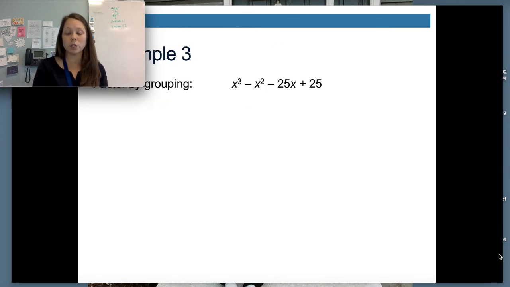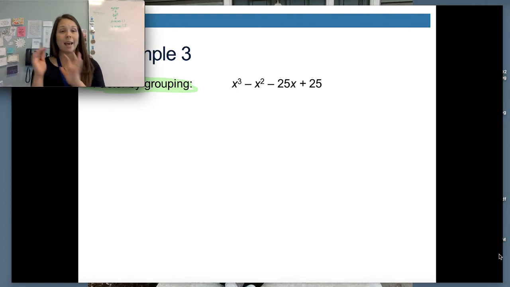The first thing we're going to talk about is what's called factor by grouping. Factor by grouping means we're going to be grouping the first two terms together and then the second two terms together to do some factoring here.